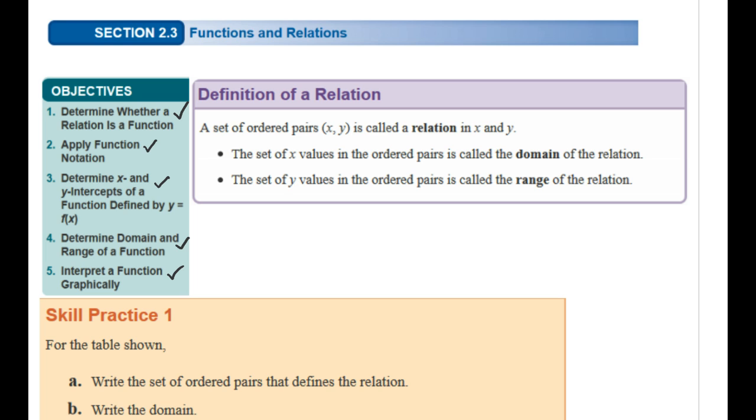So the first thing we need to do is define relationship. So the definition of a relationship is just going to be an ordered pair, right? X comma y. So I put in x, I get out y. The x values, the inputs, are the domain of the relationship because we haven't determined if it's a function or not. The y values are going to end up being the range of the relationship.